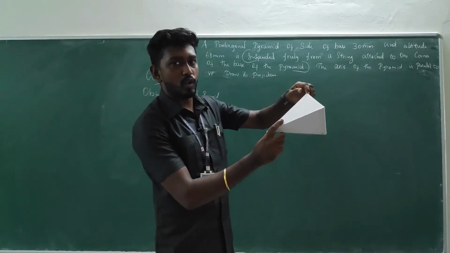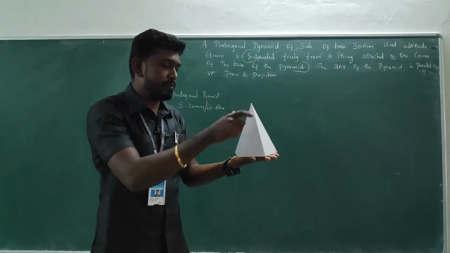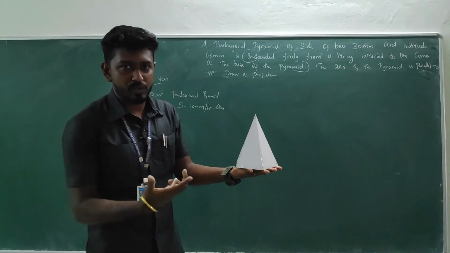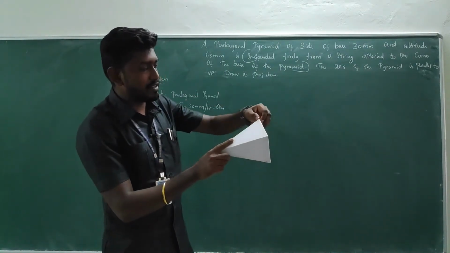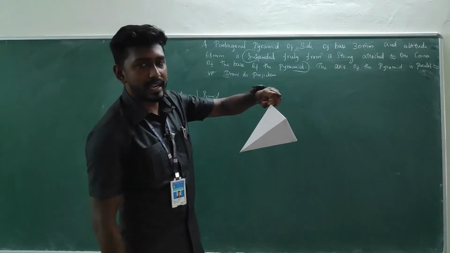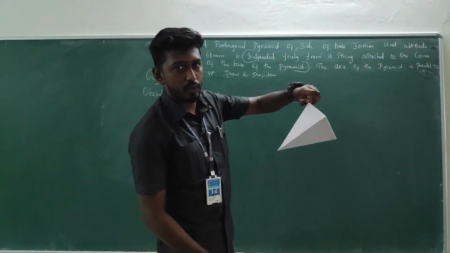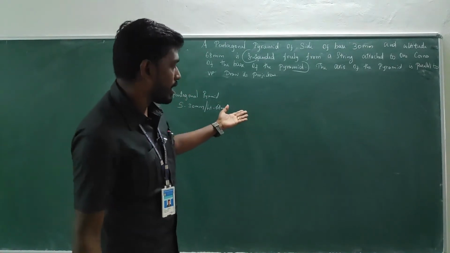So initially what we are going to do is keep the base on the HP plane before suspending, and take the observation of front view and top view. Then after suspending by the corner, we are going to get the final front view and final top view. Okay, let us see how it is going to happen.